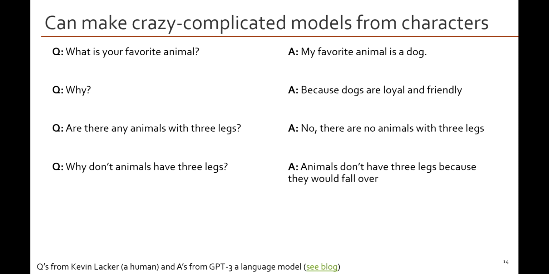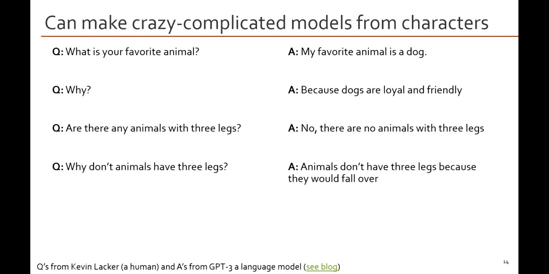This is a blog I'd recommend you take a look at if you're curious. A guy got a hold of OpenAI's GPT-3 model, which was trained using this character level approach, and it can do some really impressive question answering. My favorite of these four is the question, why don't animals have three legs? Kevin Lacker gave this to the model, and the model told him animals don't have three legs because they would fall over, which seems like a very naturally human response, and in fact, kind of a clever one.